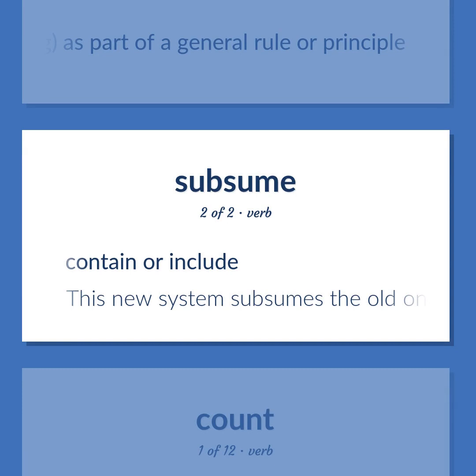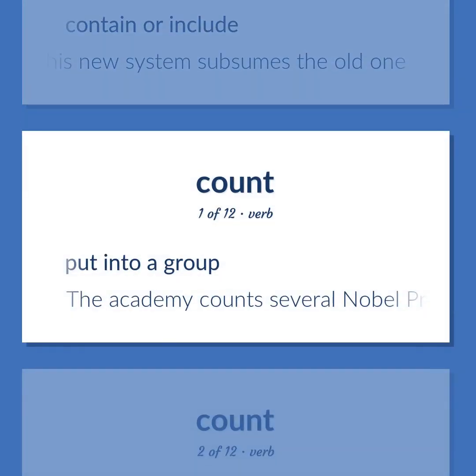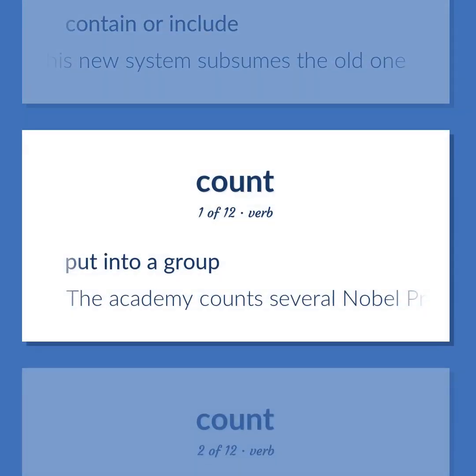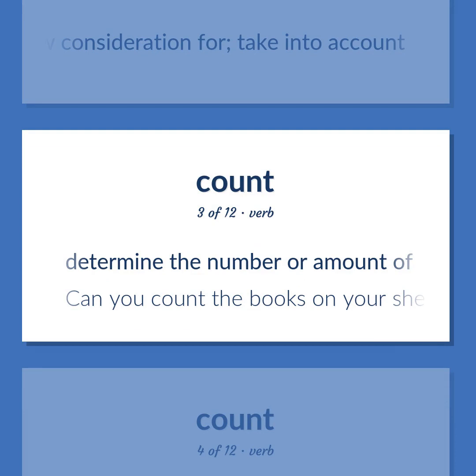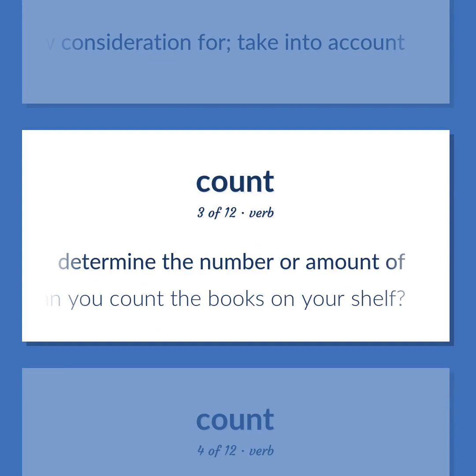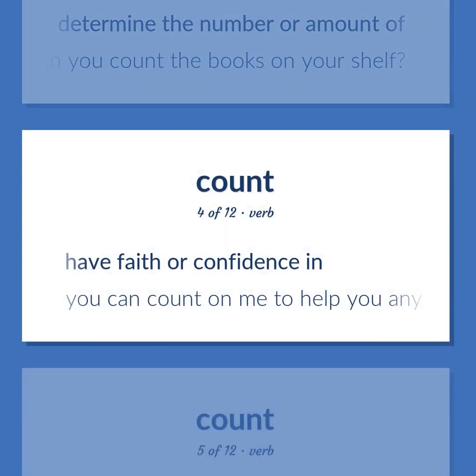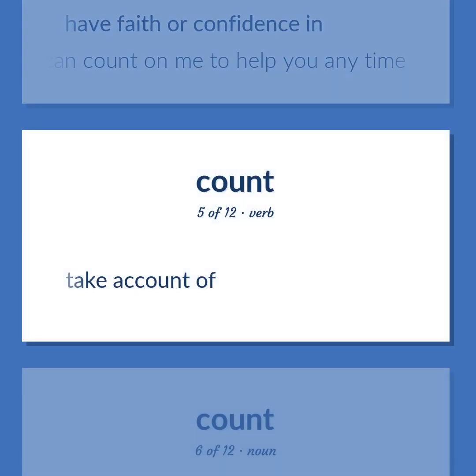Contain or include. This new system subsumes the old one. Put into a group. The Academy counts several Nobel Prize winners among its members. Show consideration for, take into account. Determine the number or amount of. Can you count the books on your shelf? Have faith or confidence in. You can count on me to help you anytime. Take account of.